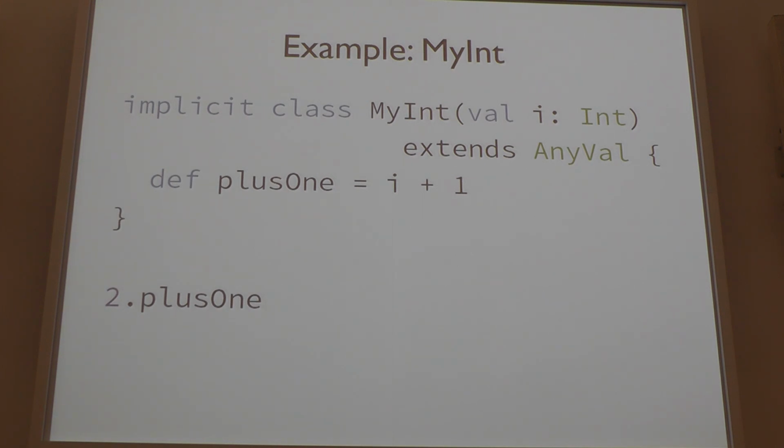Here's the example. Again, I have my int class and I mark it implicit. That's right here. And as you can see, there is no implicit conversion, and you don't have to write it. You can just write your integer here and call plusOne method on it, and it will be implicitly converted to MyInt, and everything will be fine. And by using AnyVal here, it will also be at runtime represented by primitive types of Java.